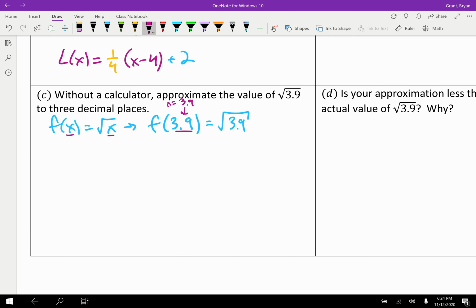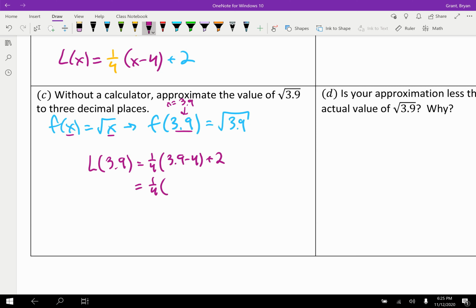The way we're going to do it is instead of plugging 3.9 into the square root of x, we're going to plug 3.9 into the equation that's very close to the square root of x, which is, of course, our linear approximation. So I'm going to leave a little space in front because we're going to go back to that. I'm going to evaluate my linear approximation at 3.9. So it's 1/4, 3.9 minus 4 plus 2. And we'll work on down this way.